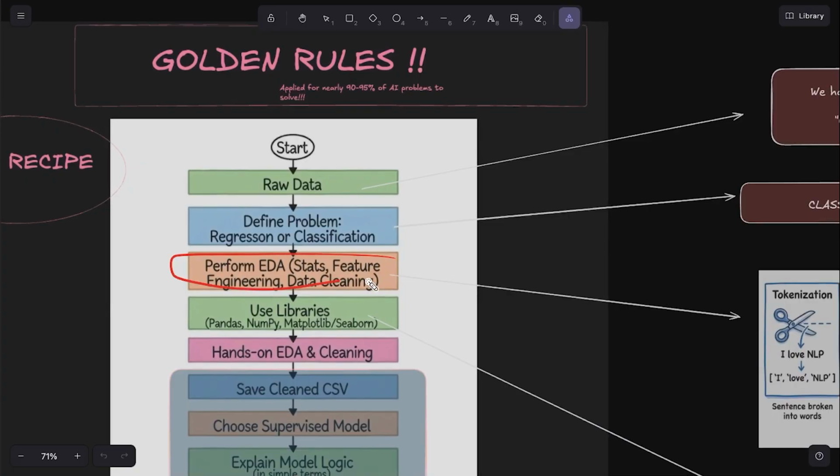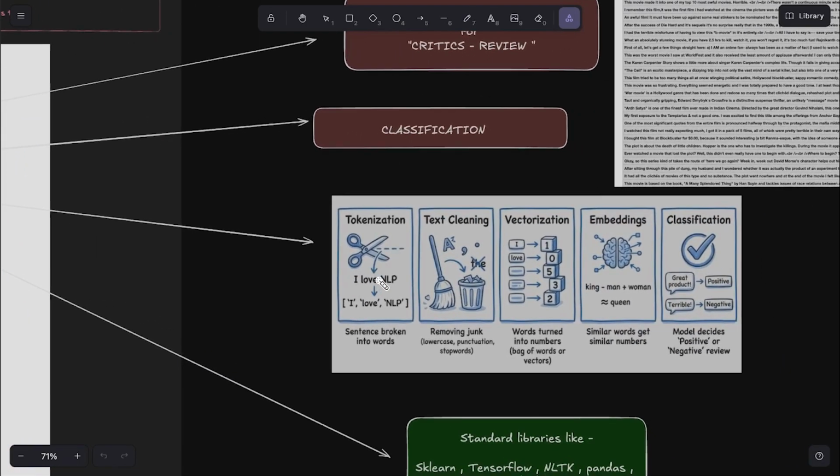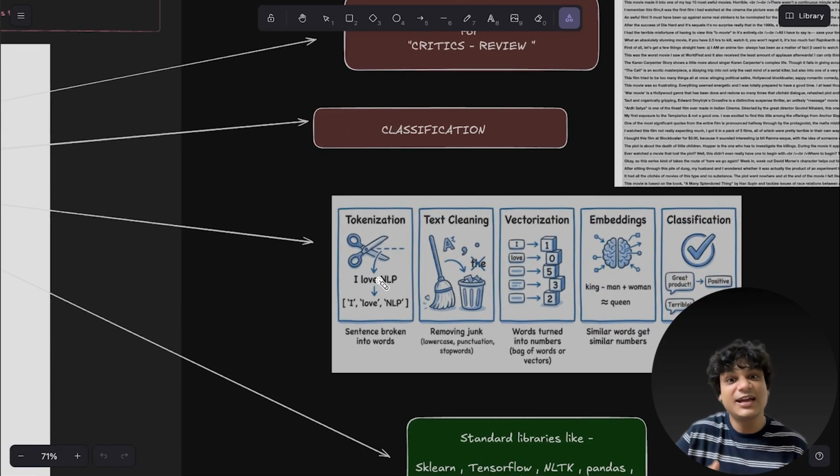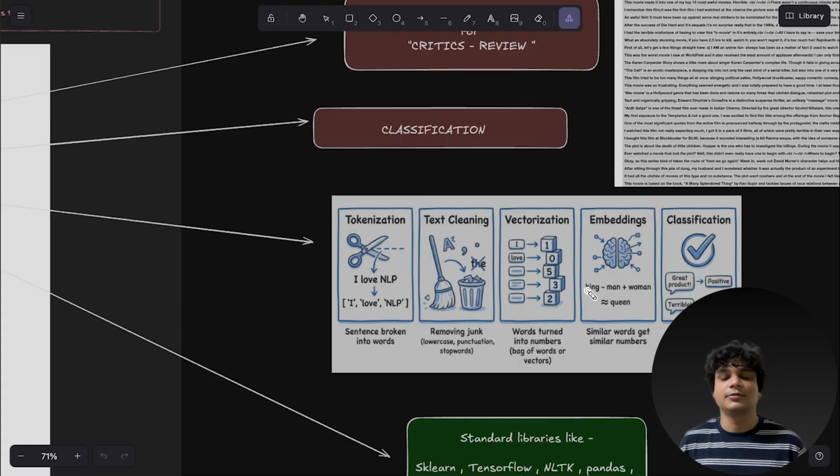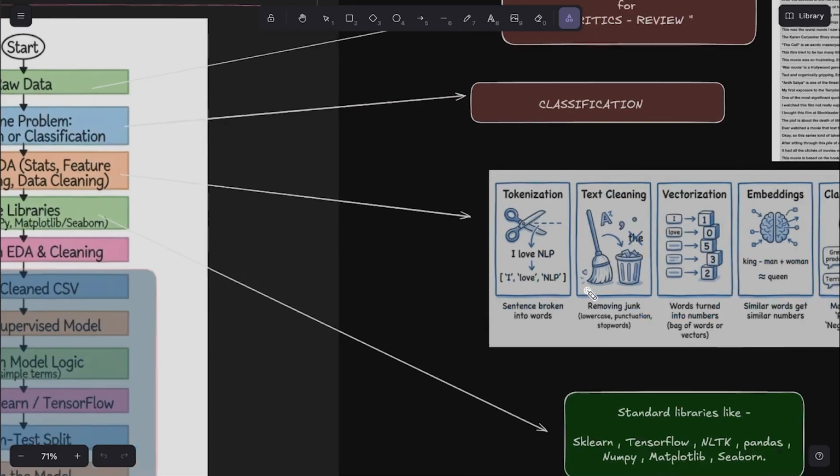What is the third step? Doing the EDA operation. In the EDA, what are we supposed to do? We are supposed to do the cleaning operation. And what are the operations that we will use for cleaning? Tokenization, text cleaning, vectorization, embedding, stop word removal, hashtag removal, and other things as well, so that we make the entire chunk of sentences clean, right?